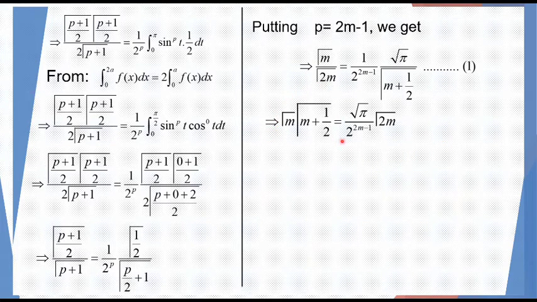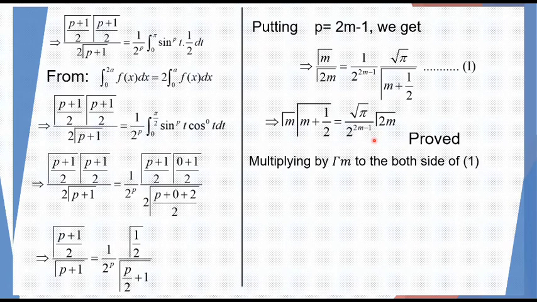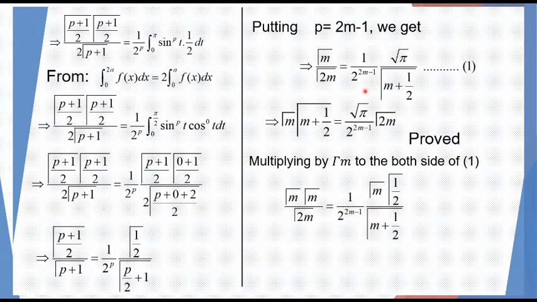Now we have to deduce the second part of the property. So for the second part, we can multiply by gamma m to both sides of equation 1. So after multiplying, how can we write it? Gamma m into gamma m upon 2 gamma 2m equals 1 upon 2 raised to power 2m minus 1 gamma m, and this root pi again converted into gamma half, and this is gamma m plus half.